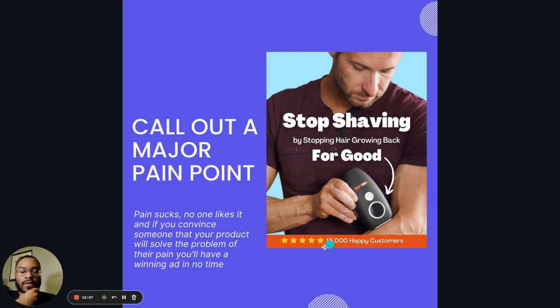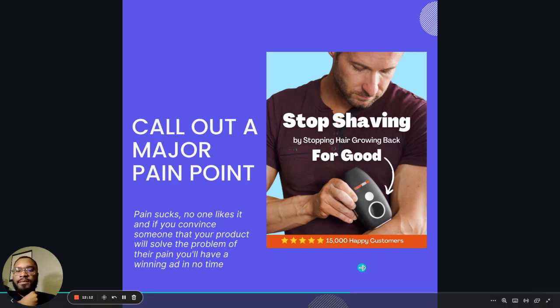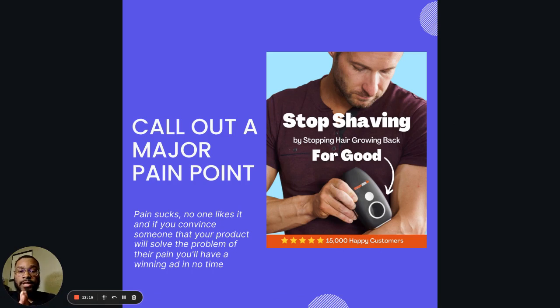I don't love the bottom social proof bar. So if I was running this ad, I would test it. But what I really, really do like is this is a major, major, major pain point, right? This brand, I think it's called Dude Balls or Dude something. It's called something weird. But this brand, their USP, and literally I got it just by looking at this ad, is stop shaving by stopping hair from growing back for good.